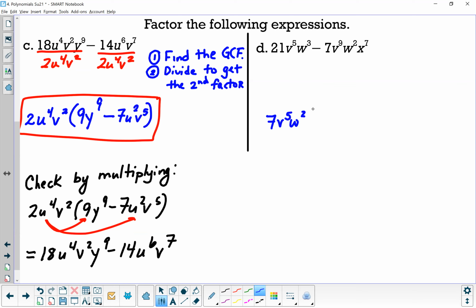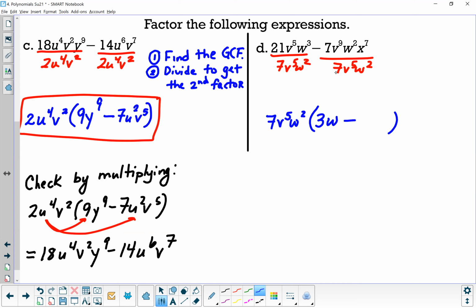All right, so we have our GCF, and now we're going to multiply that by our second factor. And we have to divide by 7b to the 5th w squared in order to get our second factor. So we get 21 divided by 7 is 3. B to the 5th divided by b to the 5th is 1. W cubed divided by w squared. Subtract your exponents, so you have w to the 1st power.